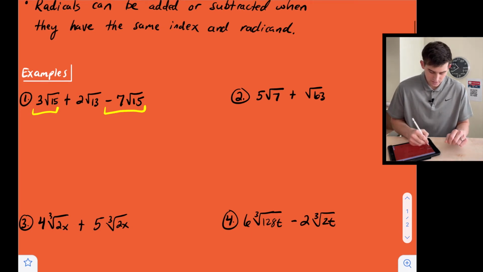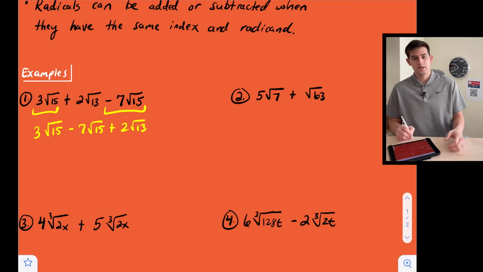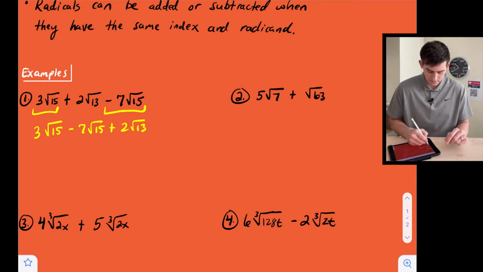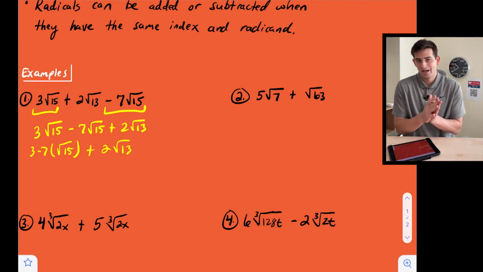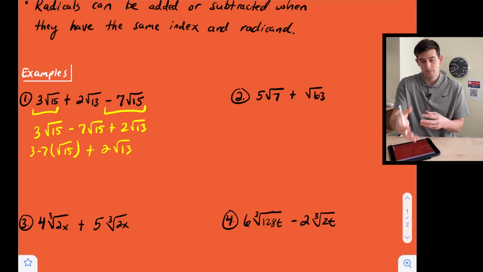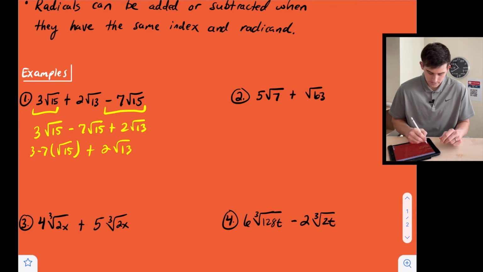Let's rewrite it as 3 root 15 minus 7 root 15 plus 2 root 13. Now we have 3 minus 7, times root 15, plus 2 root 13. Essentially we can just add or subtract the numbers being multiplied by the square root. Here 3 minus 7 would be negative 4. So our final answer would be negative 4 root 15 plus 2 root 13.